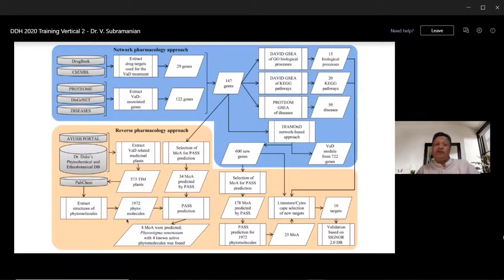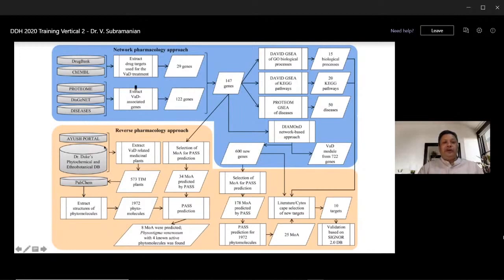Now, this reverse pharmacology approach is a little different. How is it different? I talked about structure-based drug discovery, but the reverse pharmacology approach which I'm talking about was pioneered by Dr. Ashok Vaidya and Dr. Bhushan Patwardhan. They worked on the known effects of medicinal plants, and they tried to get back to their targets. What are the possible mechanisms of their action? So let's go for this.